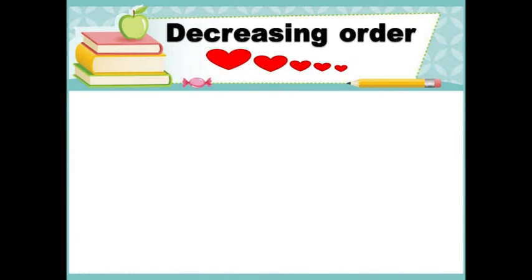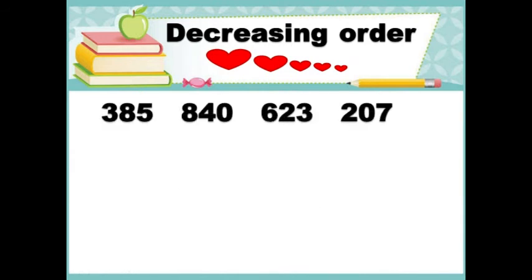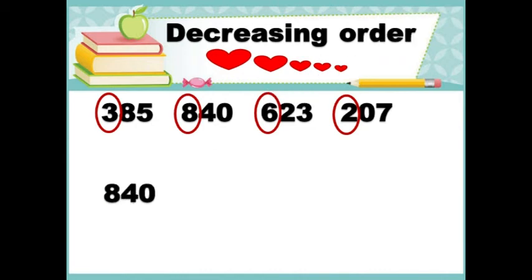Another example, we have here three-digit numbers. We have 385, 840, 623, and 207. Okay, in the hundreds, we have the numbers 3, 8, 6, and 2. They are not all the same, so we can start to arrange it. So which among the four numbers is the biggest? So we have the number 8. Very good. So let's write 8 first, 840.